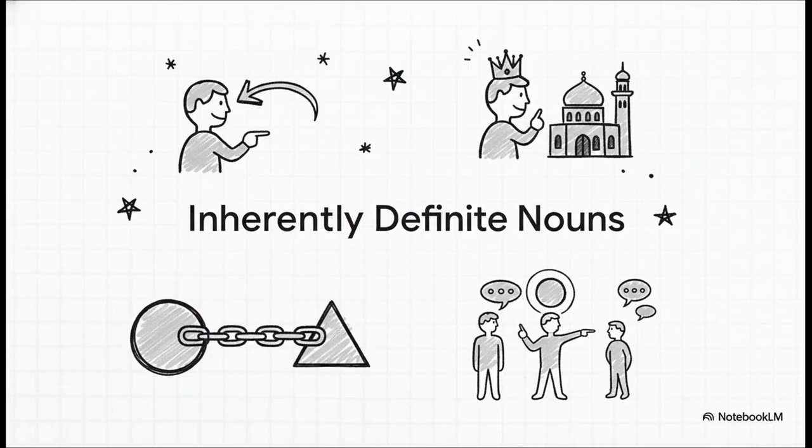So here are the main categories. You've got proper names, which is the most obvious one, right? Hamid or Baghdad are specific by nature. Then you have pronouns, like he or I. They have to refer to someone specific. Same thing with demonstrative pronouns like this or that. You're literally pointing something out. And finally, relative pronouns, like who or which, also connect to a specific thing. All of these are definite by default.